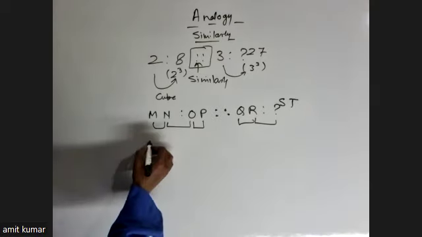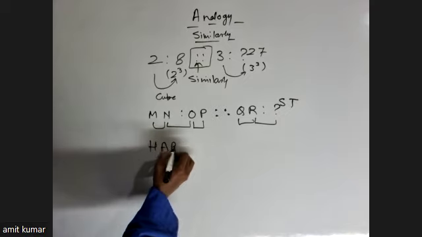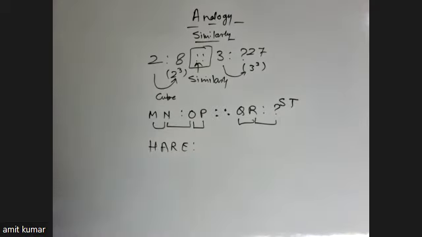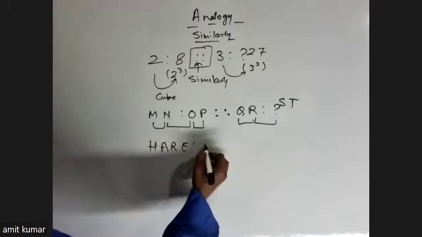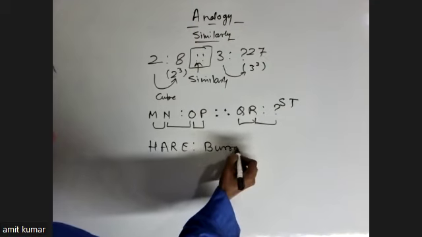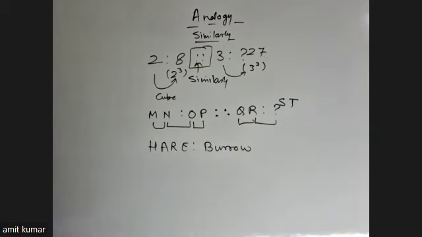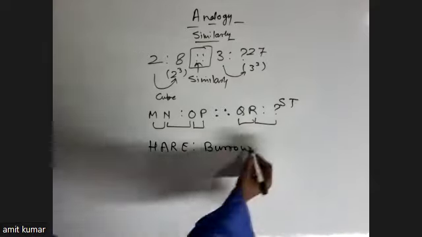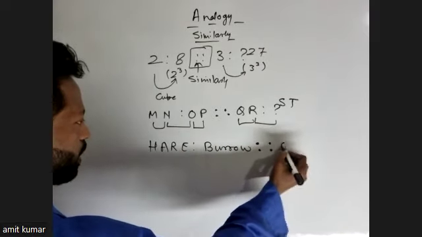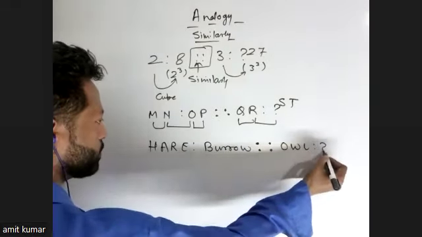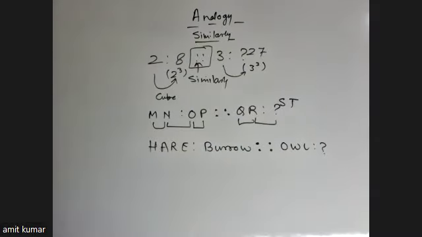Now, word base कैसे आती है? Hare is related to burrow. In the same way, owl is related to what? Similarly, owl is related to what? If you know the relation, then you can easily get the answer. What will be the answer?